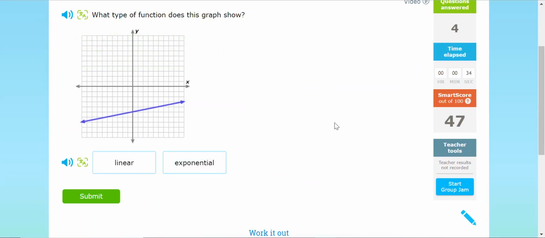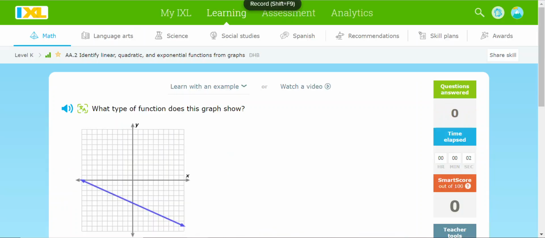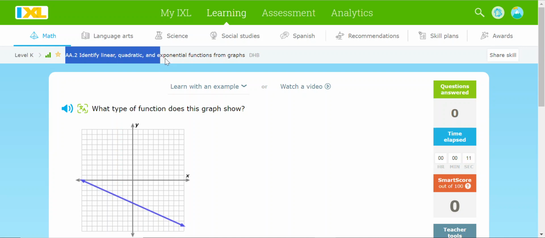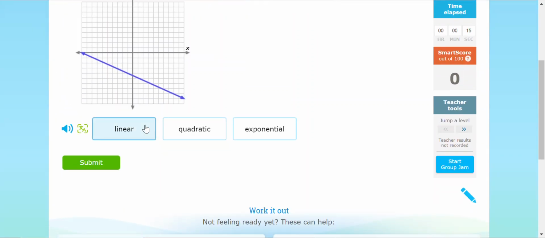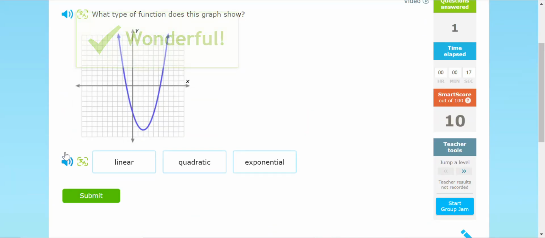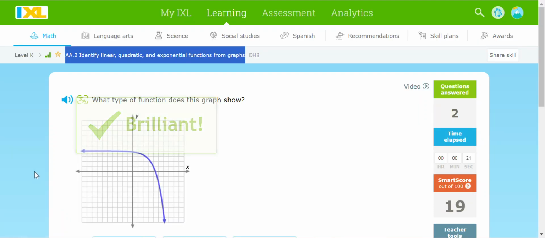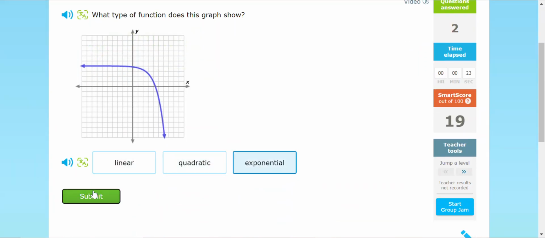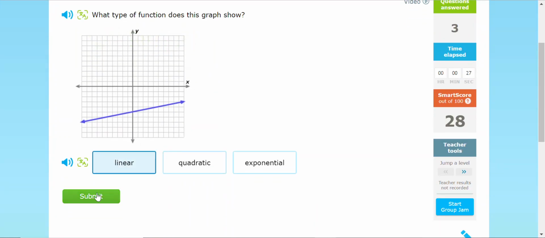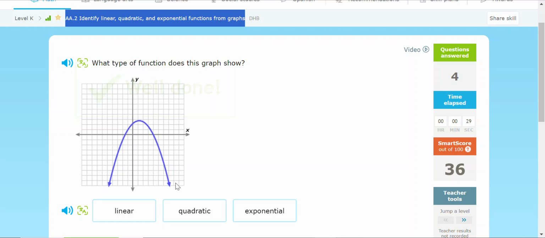Okay, so hopefully this should be enough for this one. All right, so in this video, I'm going to start recording for AA2, which is identify the three types, linear, quadratic, and exponential, just by looking at the graph. So when I look at this graph, linear. This one is quadratic because it's got the parabola shape. Exponential.